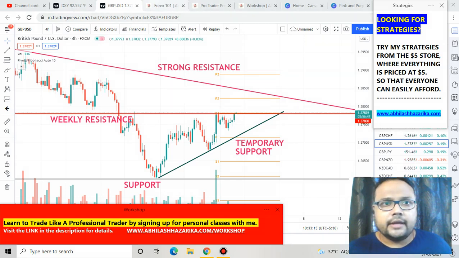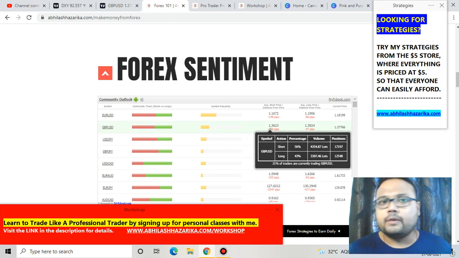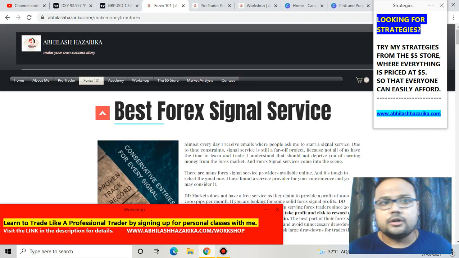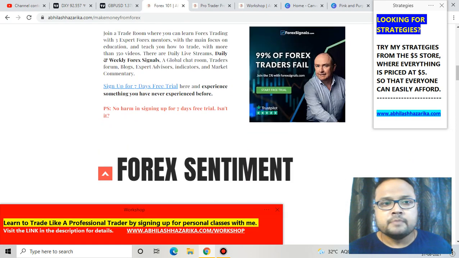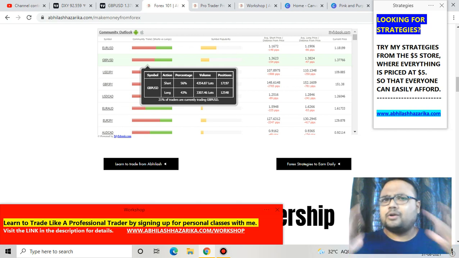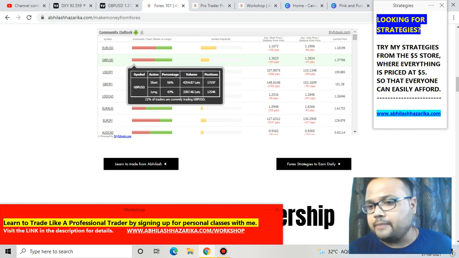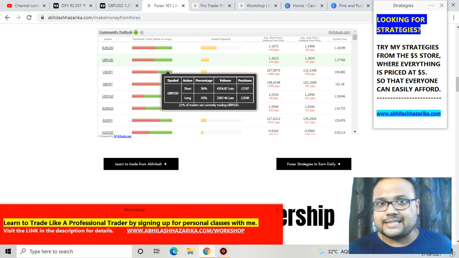And if we look at the Forex sentiment meter here, you'll find it on my website, avilashazarika.com, under the Forex 101 section. You can see that for GBP USD, 56% of retail traders have taken short positions and 43% have taken long positions. So retail traders are also kind of confused right now. They are in a dilemma about which direction the market will move. So we do not have a clear picture from the Forex sentiment meter.